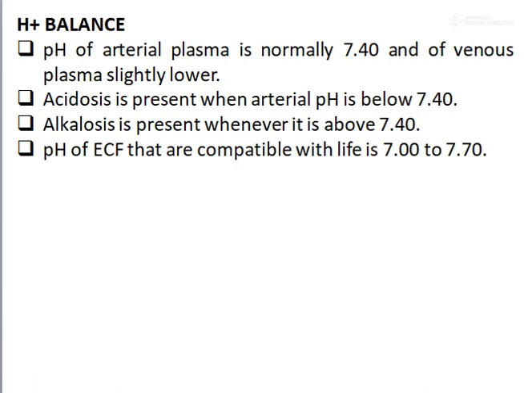The pH of ECF that is compatible with life is between 7 and 7.7. So what is acidosis and what is alkalosis? Acidosis is called when pH is less than 7.4, and alkalosis is present when pH is more than 7.4.